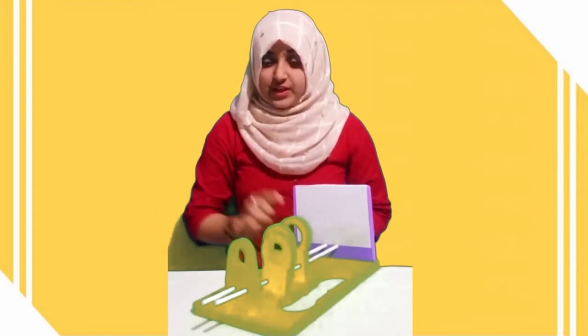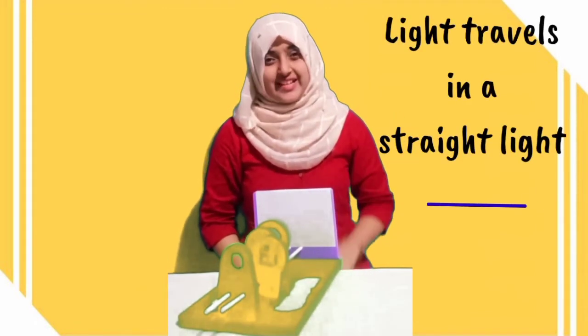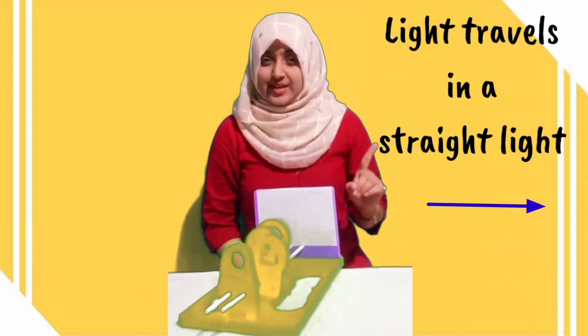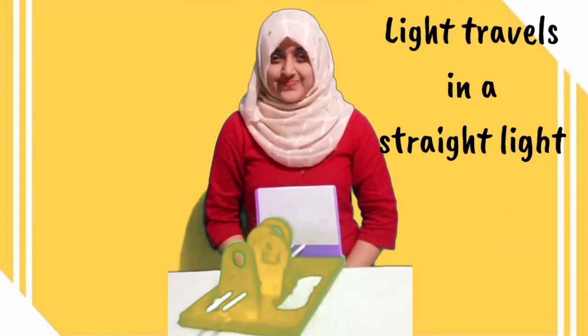Now, I've allowed the laser light to pass through these holes, but you can see that this laser light has been blocked by that moved eyepiece. If the light were to take a curve, it would have bent through this moved eyepiece and passed and reached the screen. But as you saw, it did not take a curve, which shows that light travels in a straight line. That was the second property of light.